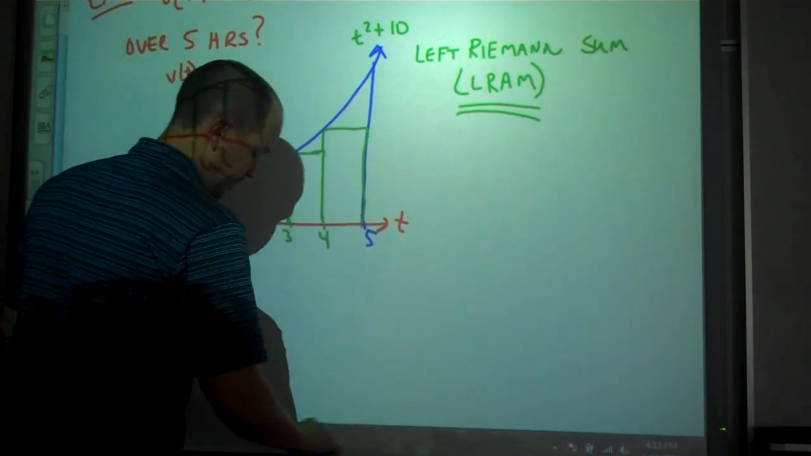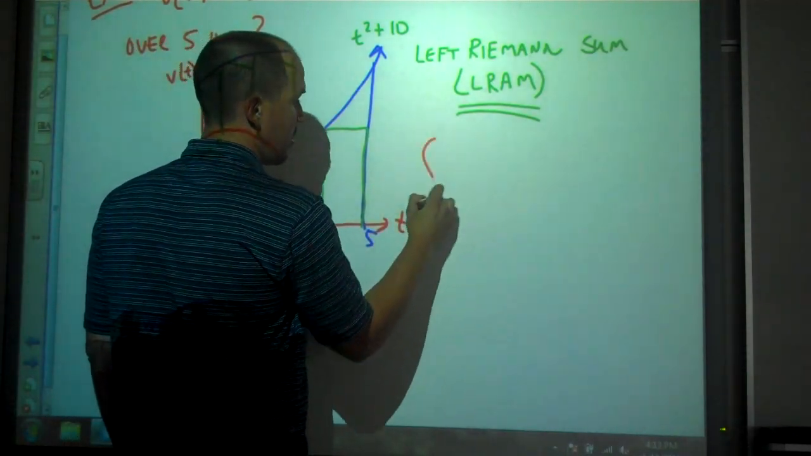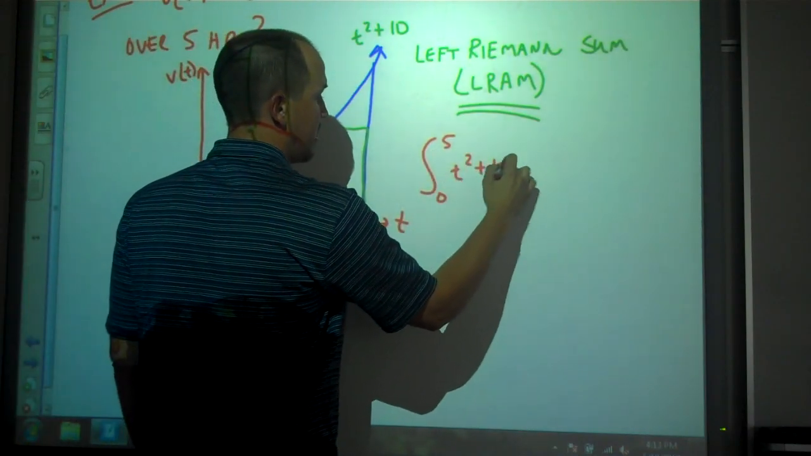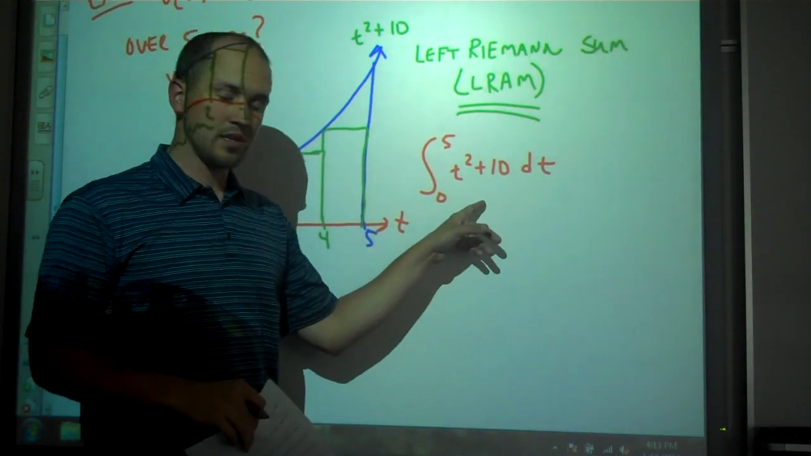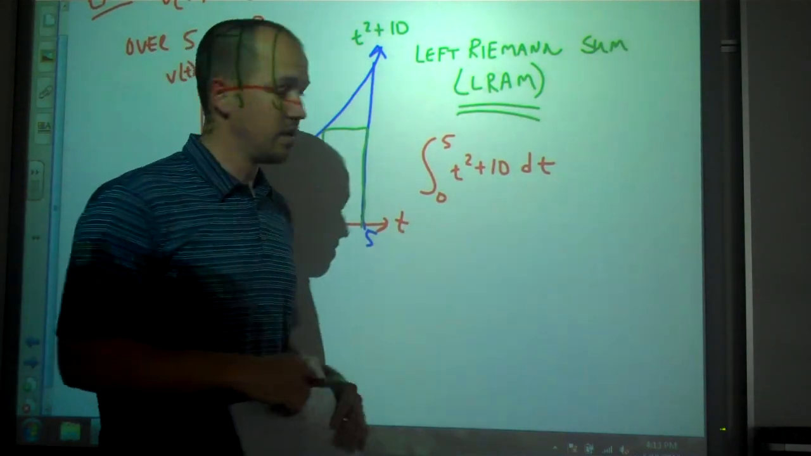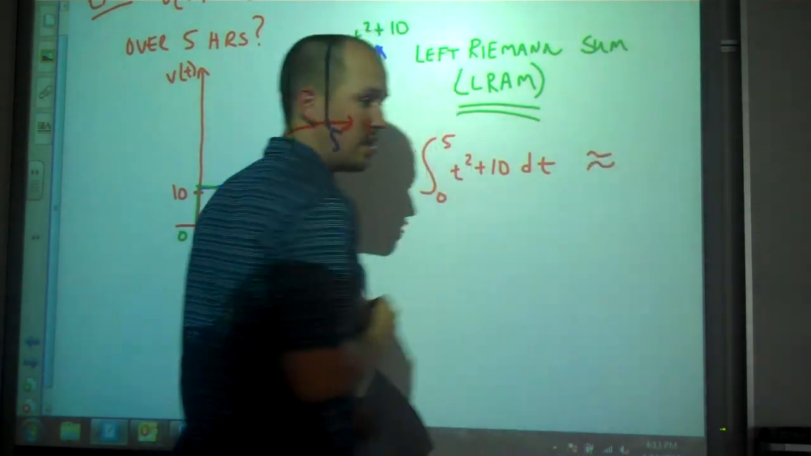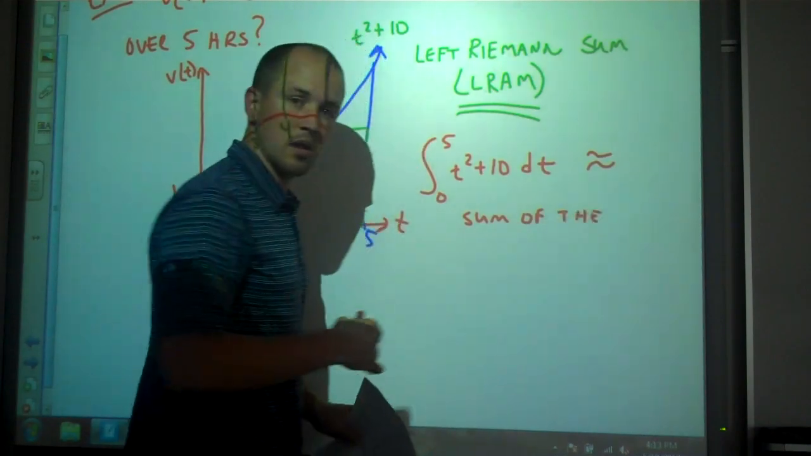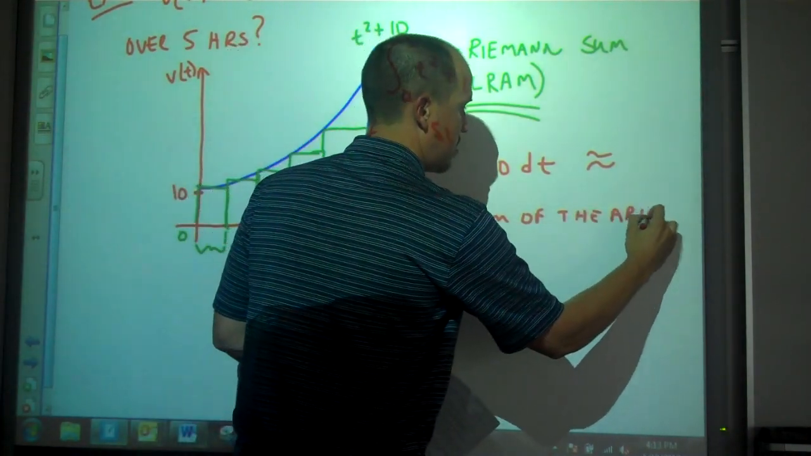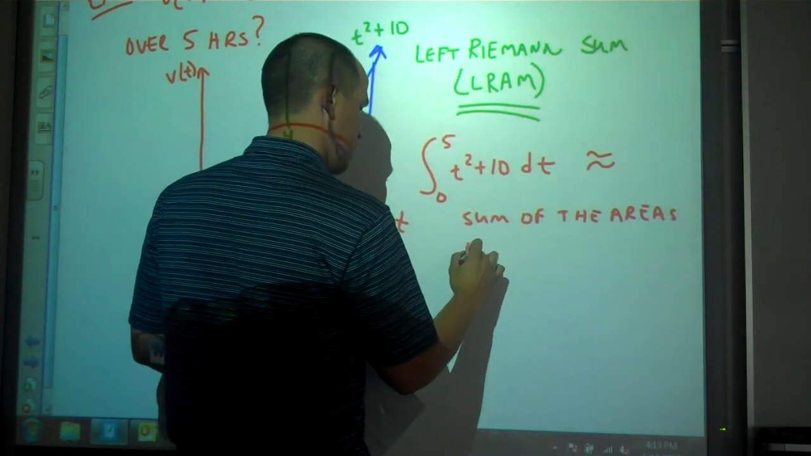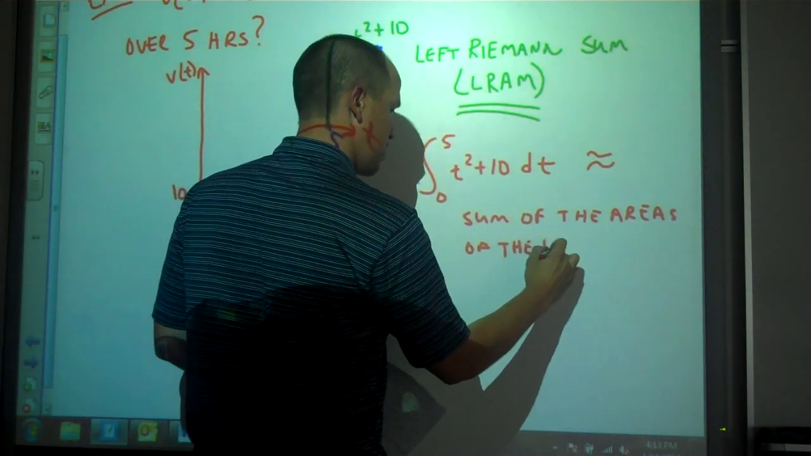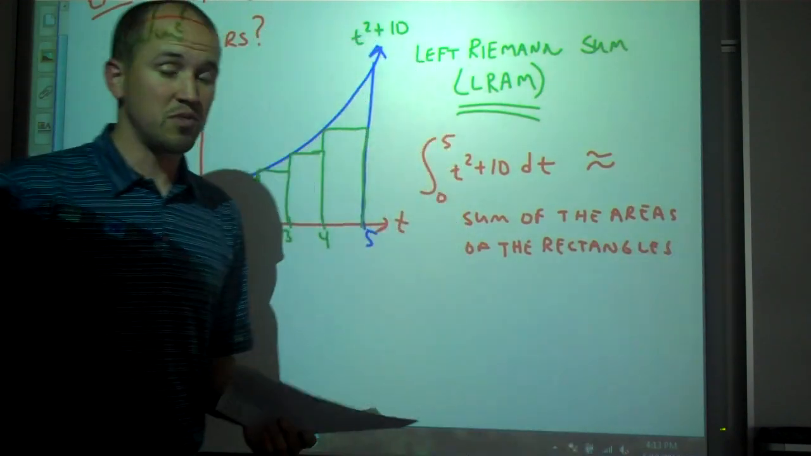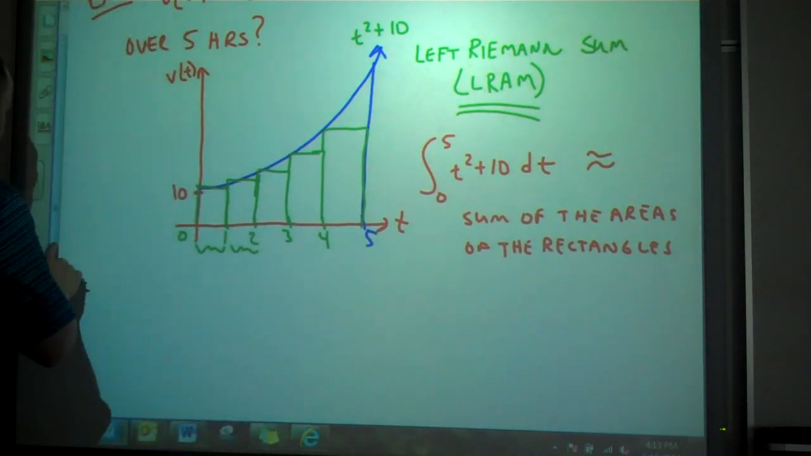So what that means is our integral from 0 to 5 of t squared plus 10 dt. So remember, all this means is the area under the curve. It's going to be approximately equal to the sum of the areas of the rectangles. So our approximation, we're just going to add up the areas of 5 rectangles. Alright?